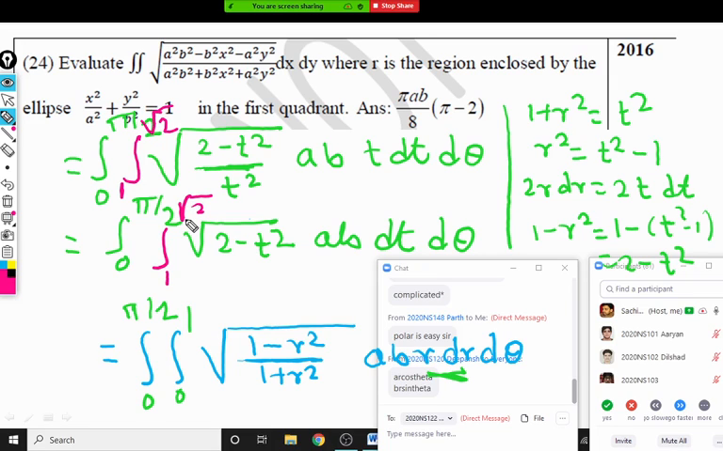Still, the integral is not completed. There are many more things missing. That is, to integrate root of 2 minus t square. Sir, we can use the standard formula, under root a square minus x square. Yes, root a square minus x square. Correct.